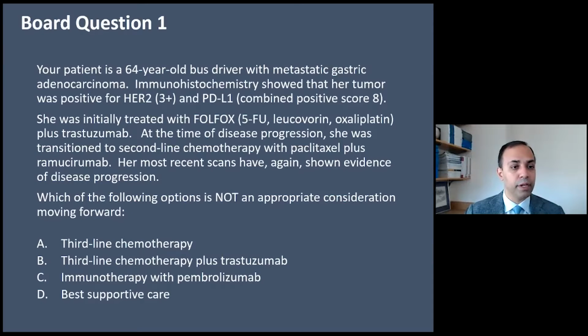Board question 1. Your patient is a 64-year-old bus driver with metastatic gastric adenocarcinoma. Immunohistochemistry showed that her tumor was positive for HER2, 3+, and PD-L1, combined positive score 8. She was initially treated with FOLFOX, 5-FU, leucovorin, and oxaliplatin, plus trastuzumab. At the time of disease progression, she was transitioned to second-line chemotherapy with paclitaxel plus ramucirumab. Her most recent scans have, again, shown evidence of disease progression. Which of the following options is not an appropriate consideration moving forward? A, third-line chemotherapy. B, third-line chemotherapy plus trastuzumab. C, immunotherapy with pembrolizumab. And D, best supportive care.